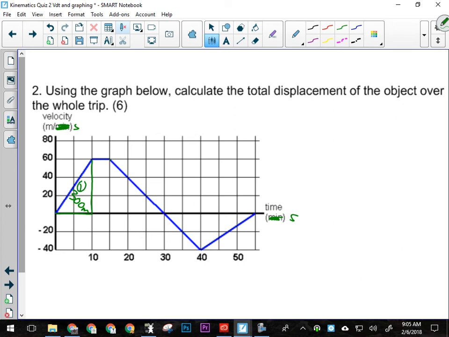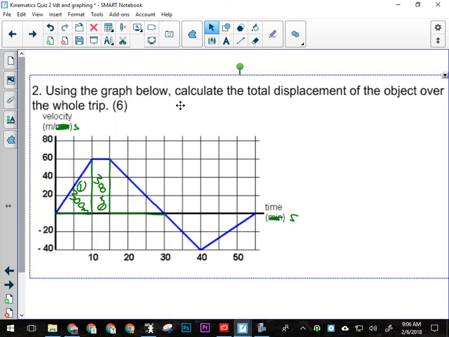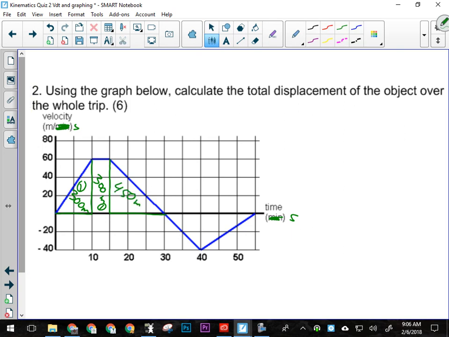Then we've got this rectangle that we need to calculate the area of. It's 5 seconds long by 60 high. That's also 300 meters. Give them a mark for that. Then we've got this triangle here. This triangle is 15 seconds on the base and 60 high. That one I'm not going to do in my head. So we get 450 in there. Give them 1 mark for that one.